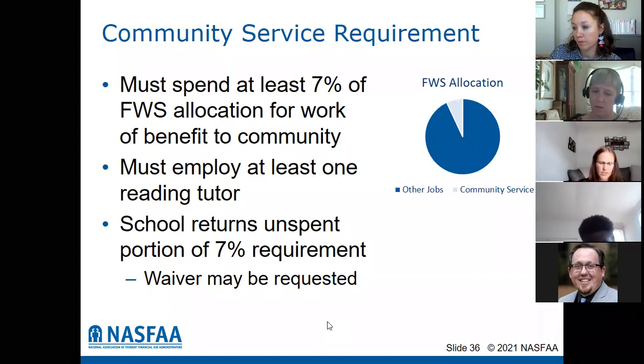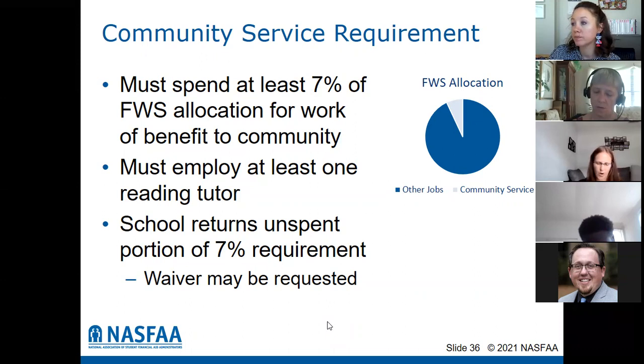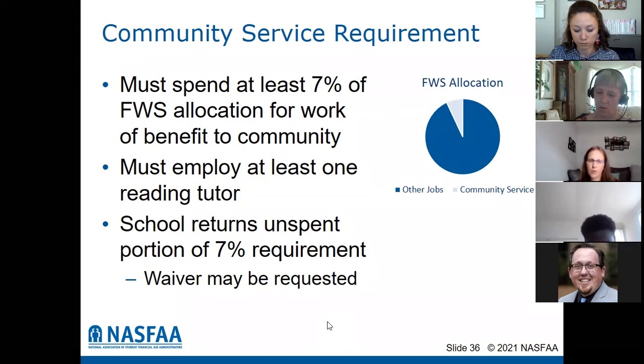So if a school does not meet either of the community service expenditure requirements, the school must return the federal work study funds to the Department of Ed. The amount returned is the difference between the amount the school should have spent for community service wages and the amount actually spent. A school may request a waiver of one or both of the community service expenditure requirements. To obtain the waiver, the school must demonstrate that meeting the requirement would cause undue hardship to its students. Just the fact that it would be difficult for the school to comply with the requirement is not a sufficient basis for granting a waiver.